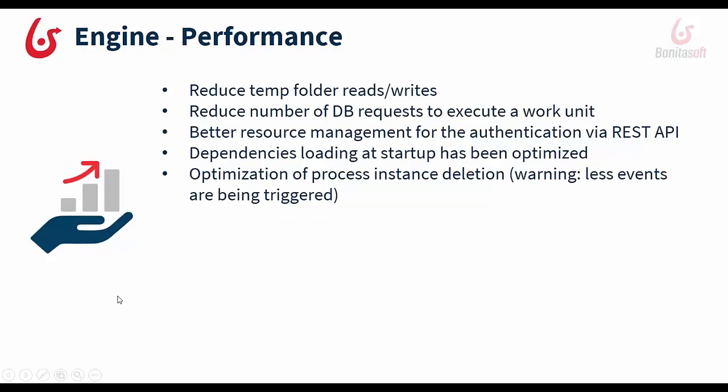When it comes to the engine, we do have a lot of performance improvements that have been done during this release. The first one is to reduce the temporary folder reads and writes. We had extensive use of this in 7.7 and before. So we dramatically reduced that. So that means that we don't make so many reads and writes, which is dependent on the file system. And obviously that makes things much faster.